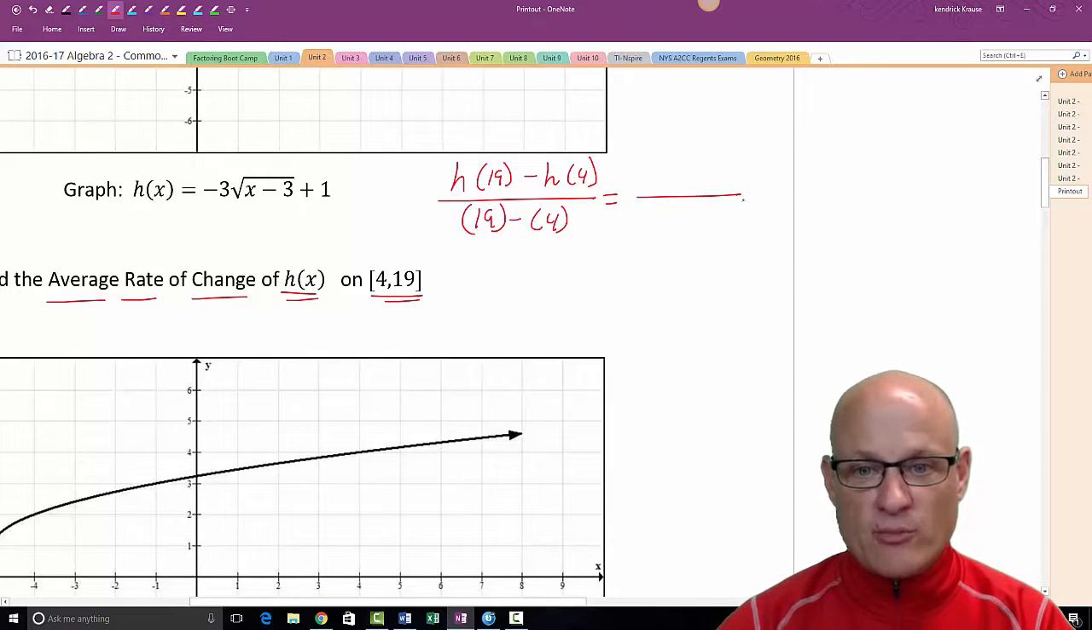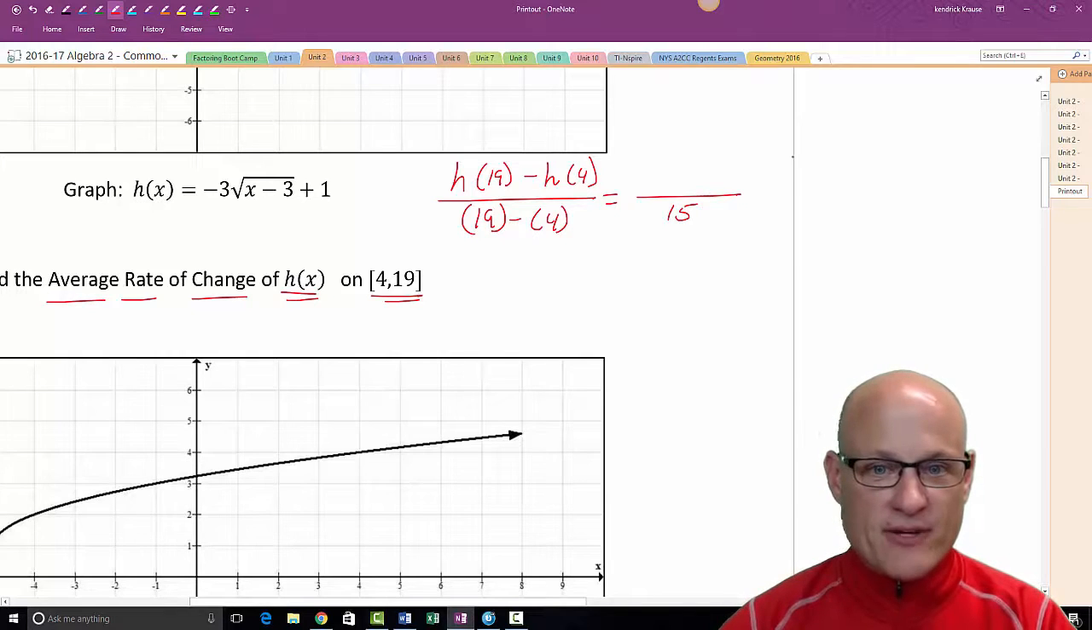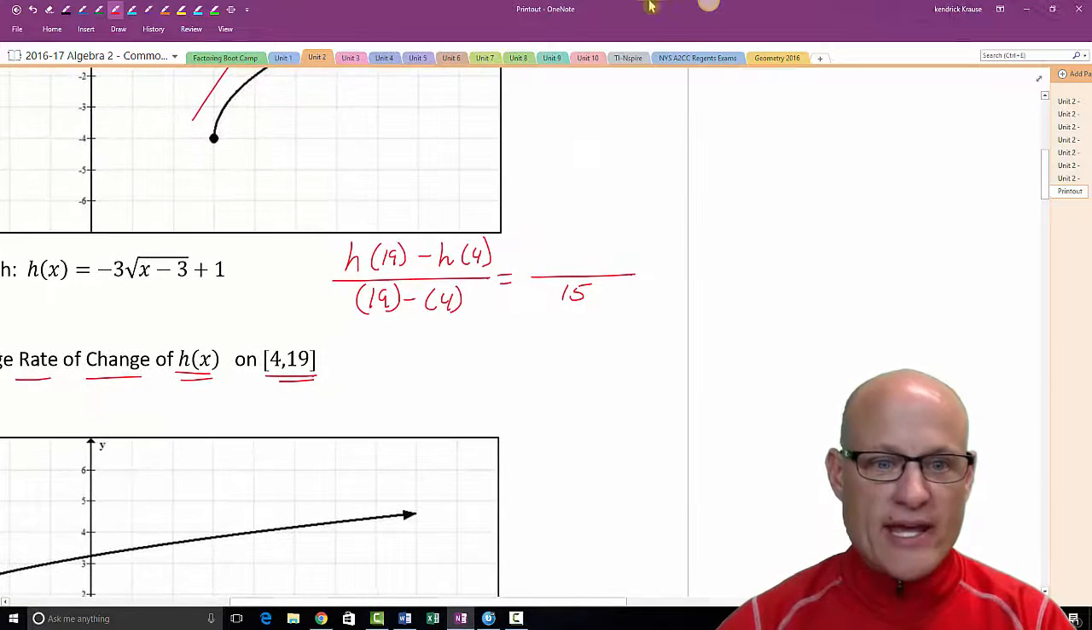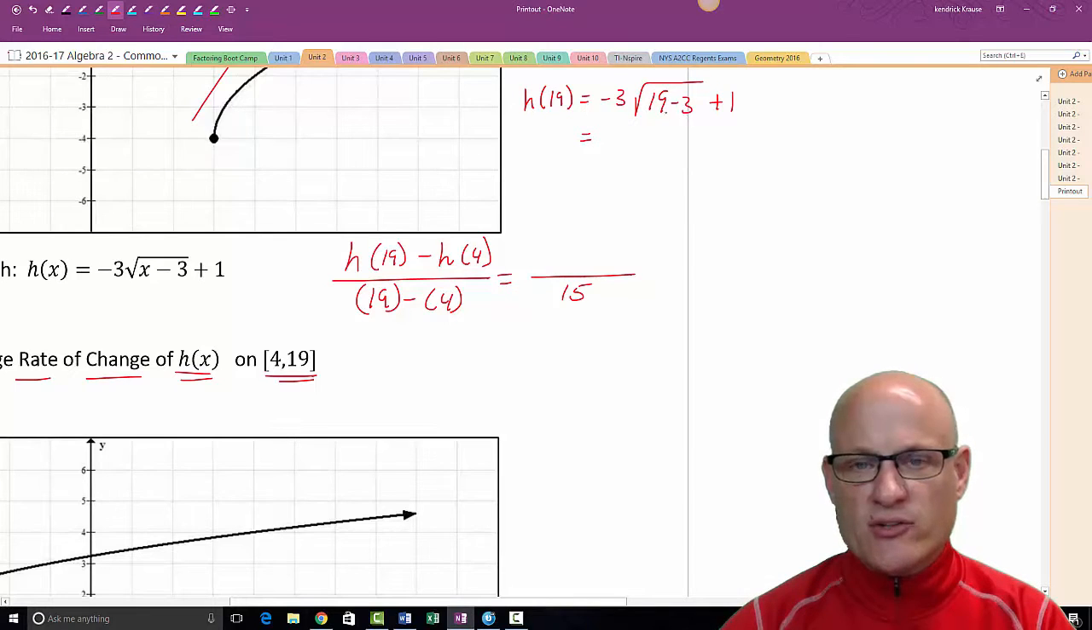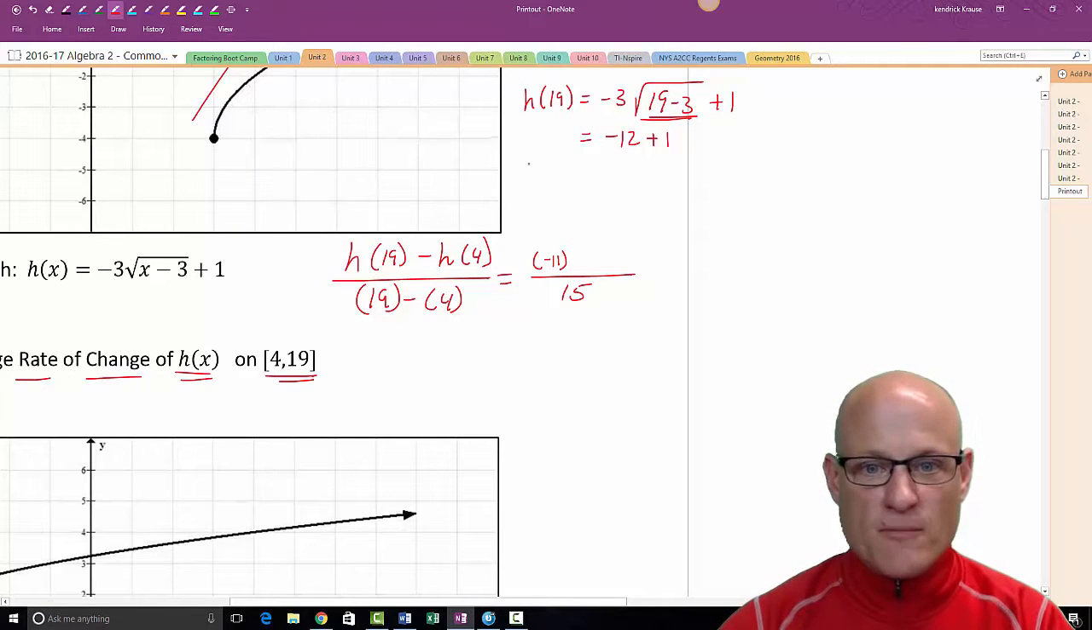All right, well, I got to plug those numbers in. 19 minus 4, that's easy. It's just 15. But I kind of got to figure out what in the world h of 19 is. So let me do h of 19 right here. It's equal to -3 square root of 19 minus 3, plus 1. So let's see, that's square root of 16. Square root of 16 is 4. 4 times -3 is -12, plus 1. That's -11.